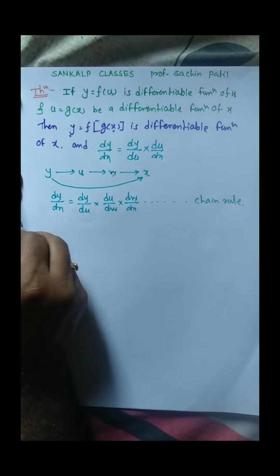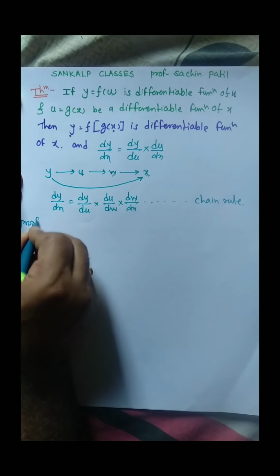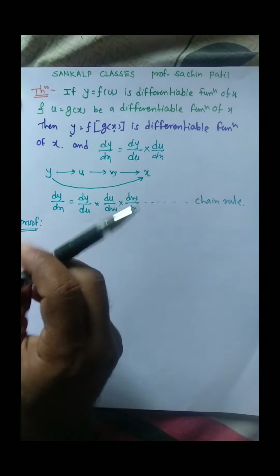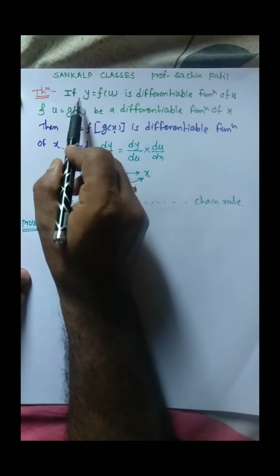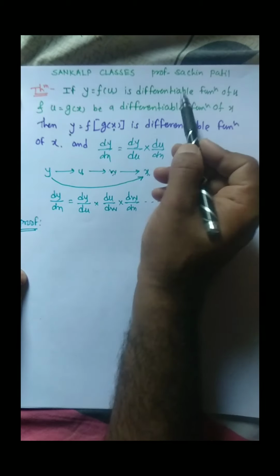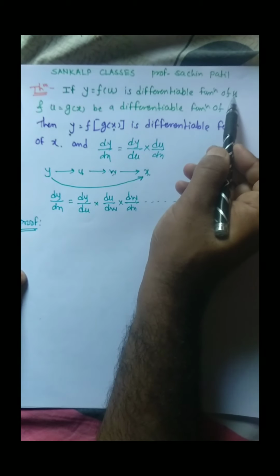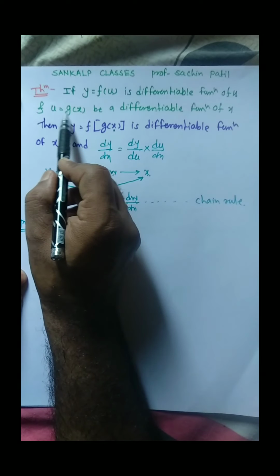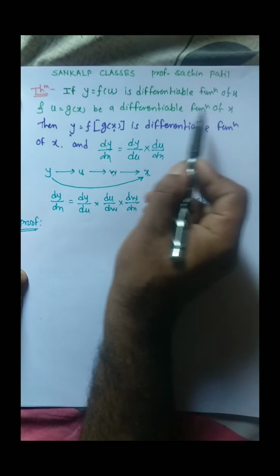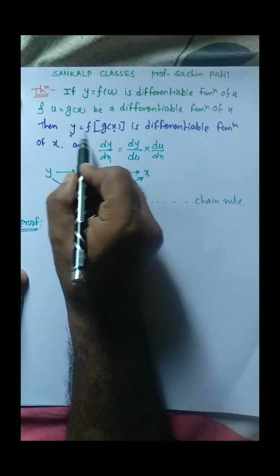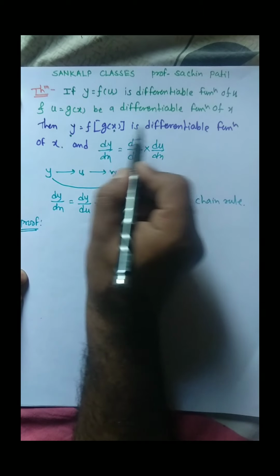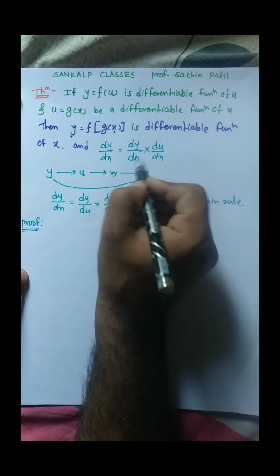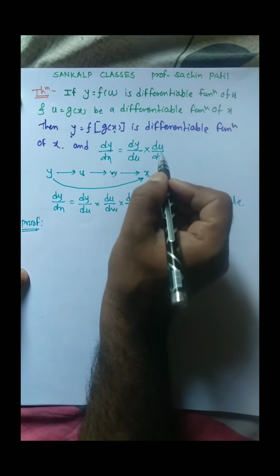Now we are going with the proof of that theorem. What is the theorem here? If y is equal to f of u is a differentiable function of u, and u is the function g of x, that means it is a differentiable function of x, at that time y is equal to f of g of x is a differentiable function of x, and you will get dy by dx is equal to dy by du into du by dx.